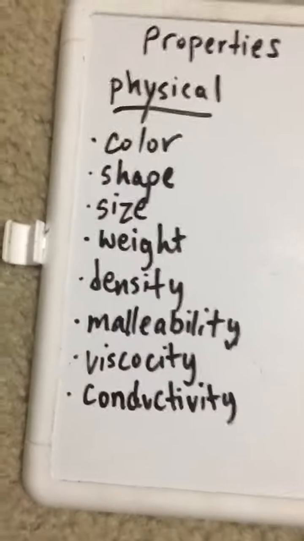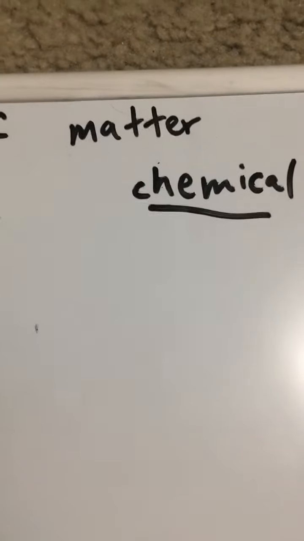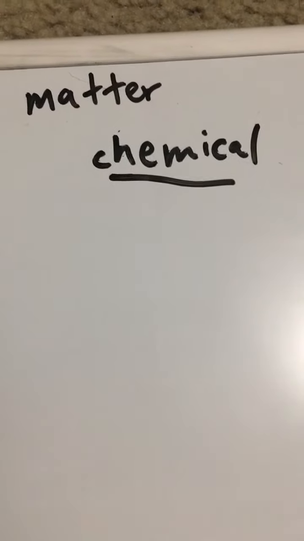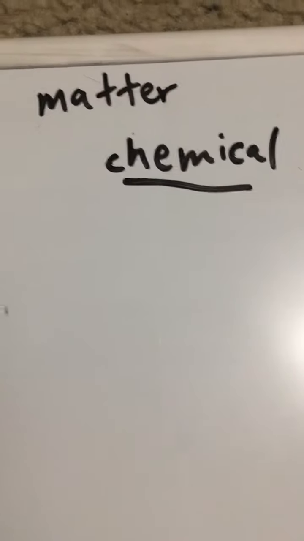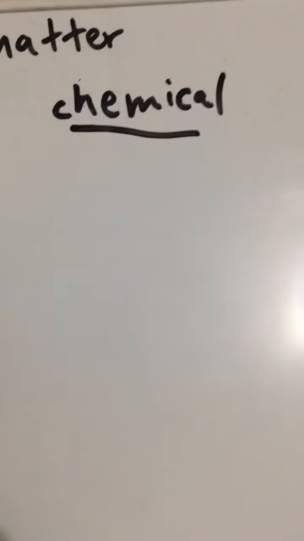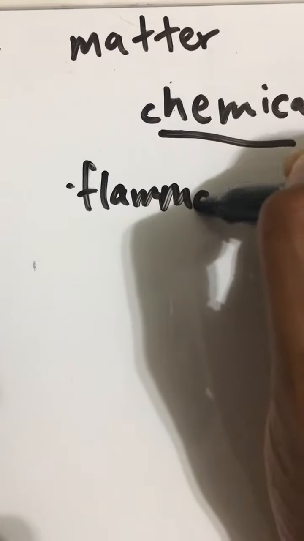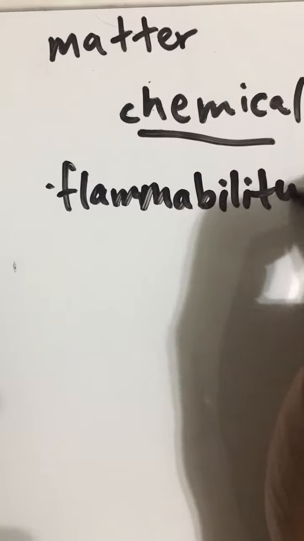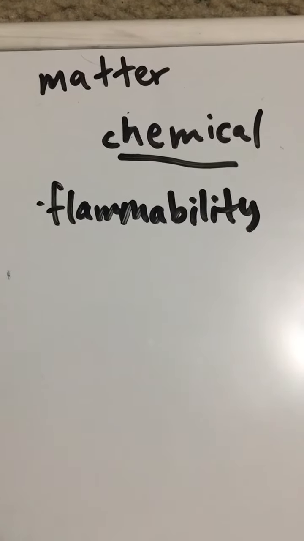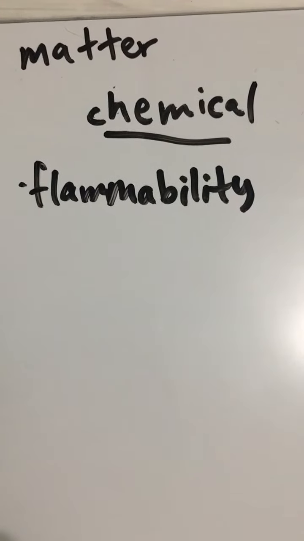Alright, so I've gone through many physical properties. Let's go on to chemical properties. Chemical properties are not as easily seen as physical properties because chemical properties require a chemical reaction to be seen. One example of a chemical property that you may have seen is called flammability. Flammability is the ability or the chemical property of a substance to ignite and catch on fire.